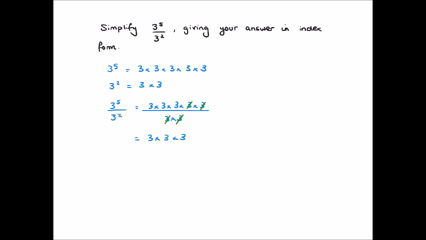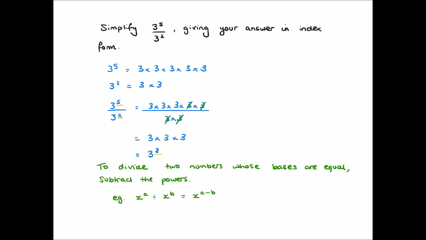Now, we're not going to work this out because we're simplifying and giving our answer in index form. So we're going to write that as 3 cubed. So 3 to the 5th power divided by 3 squared is 3 cubed, but can we generalize this at all? I wonder if you notice that just like when we multiplied, we added the powers, when we divide, we can subtract them. 5 minus 2 is 3. To divide two numbers whose bases are equal, then, we subtract the powers.